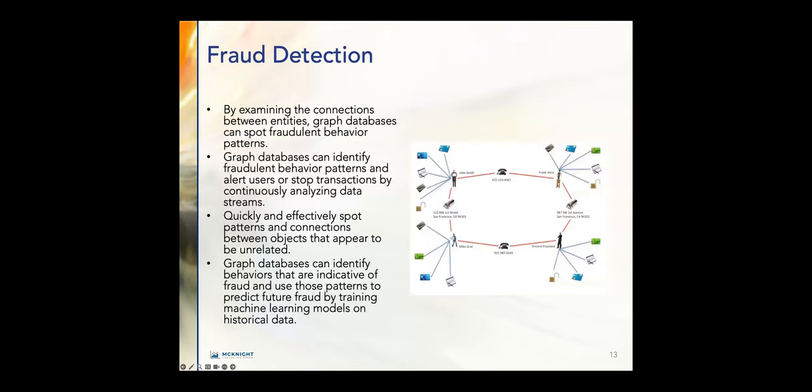So let's talk about some of the use cases. Now, I'm going to start out by just showing you some categories of use that can be applied to multiple verticals. And then I'll get into some vertical examples. So the first one here is fraud detection. Like I said, we're going to play a lot of defense with graph databases.